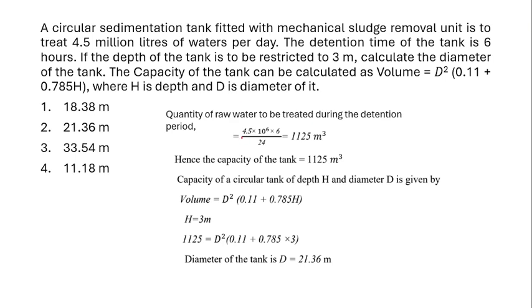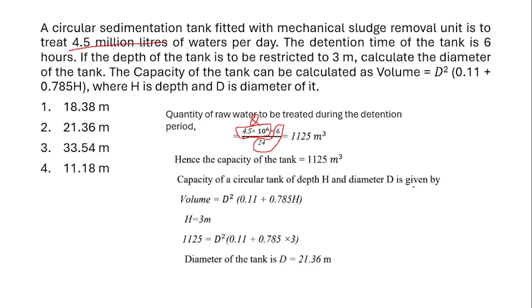So this is how you have to solve. This is 4.5 million liters per day, so 4.5 into 10 power 6. This is the flow rate Q. And this is the time: out of 24 hours, 6 hours is the detention period. Multiply this and you will obtain 1125 meter cube. So this is the capacity of the tank.